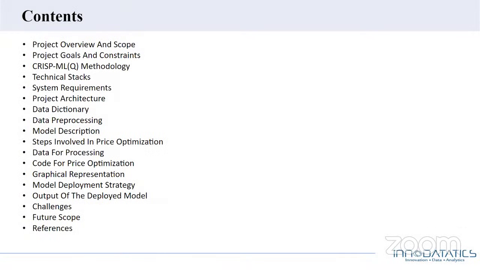So these are the contents included in the presentation: project overview and scope, project goals and constraints, CRISP-MLQ methodology, technical stacks, system requirements, project architecture, data dictionary, data pre-processing, model description, steps involved in price optimization, data for processing, code for price optimization, graphical representation, model deployment strategy, output of the deployed model, challenges, future scope, and references.